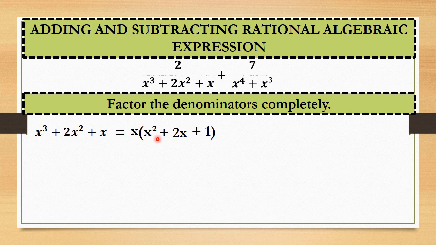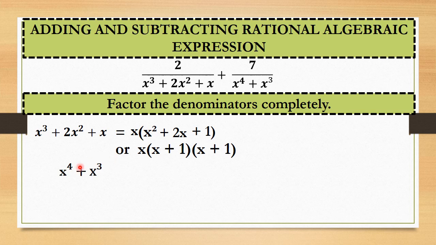X times x squared plus 2x plus 1. Or, pwede pa rin nating ma-factor yung x squared plus 2x plus 1. So, square root of x squared, that is x. So, x times x. Then, yung factors ng positive 1 na mag-equal sa positive 2 yung sum. So, that is 1 times 1, positive 1. Positive 1x plus positive 1x, that is positive 2x. So, equal siya sa middle term. So, ito yung factor ng x cubed plus 2x squared plus x.